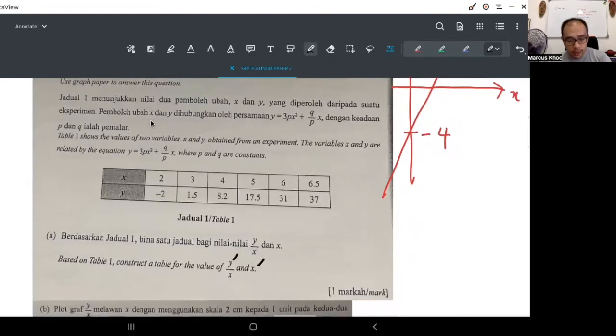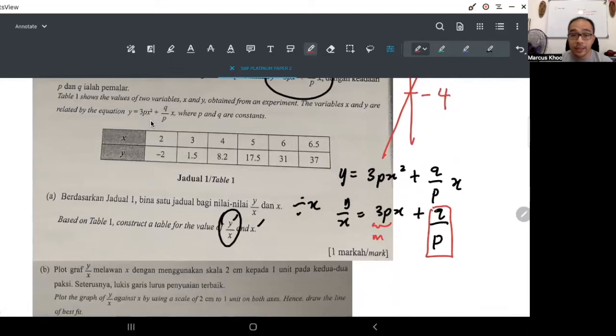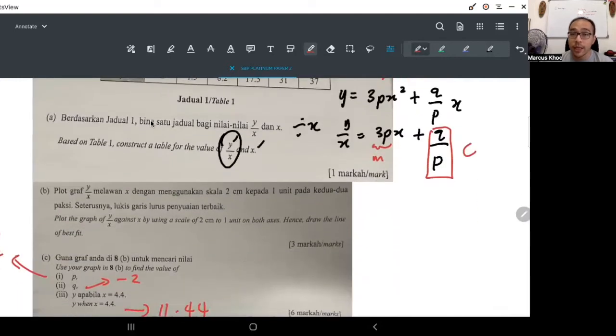So when we take this equation, y equals to 3px squared plus q over px, and we want to change it to y over x, we divide everything by x. So y over x equals to 3px plus q over p. This will tell us that this is my gradient and this is my y-intercept. So you can find p and q quite easily.